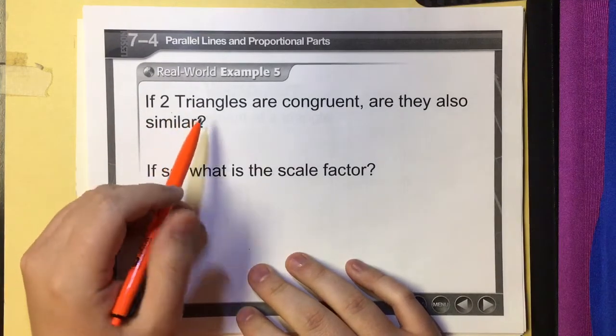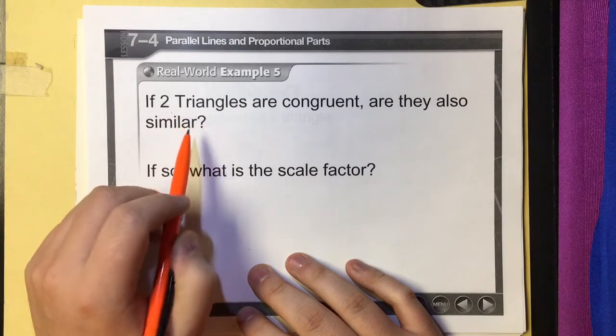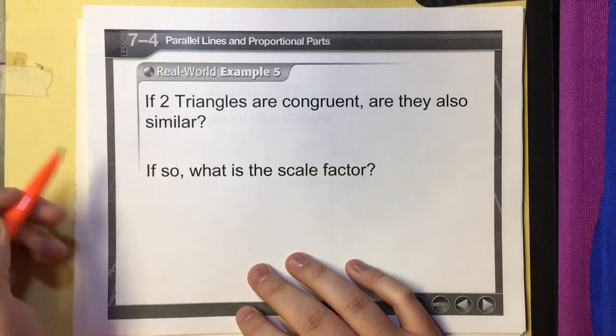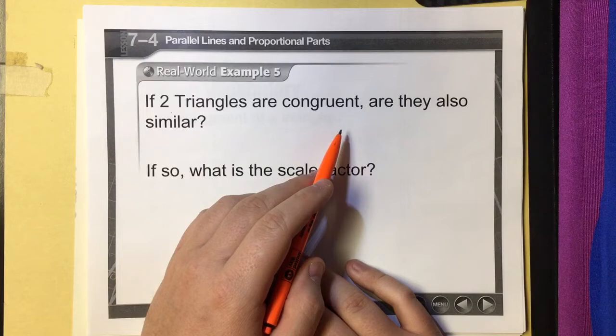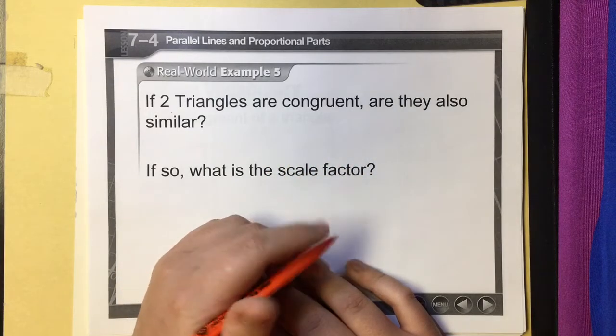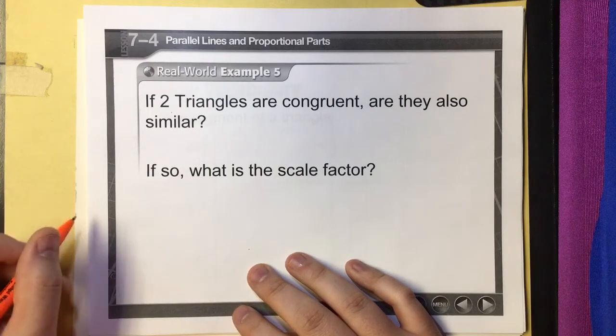We were talking about those similar triangles a lot in section 3, but last semester we did congruent triangles. And my question is, if two triangles are congruent, does that mean they are also similar? And if they are, what would the scale factor be? Well, let's think about it for a second.